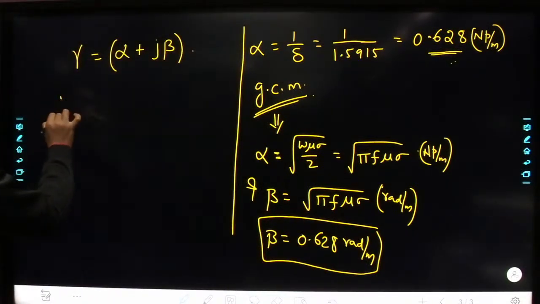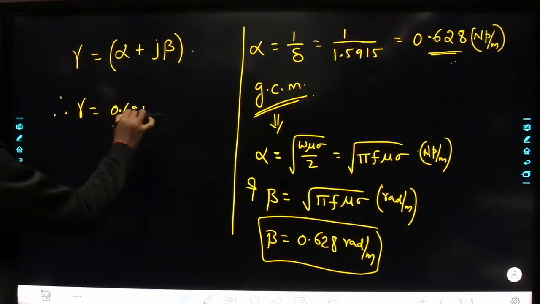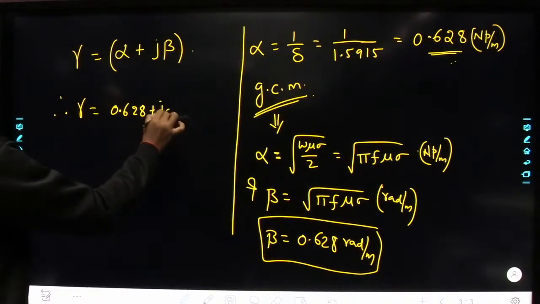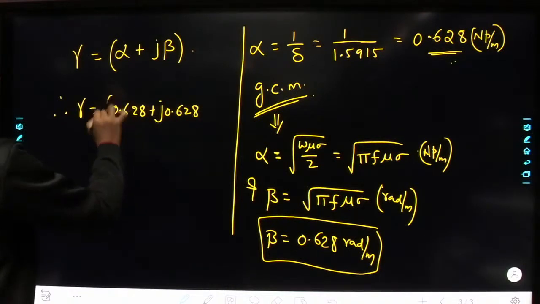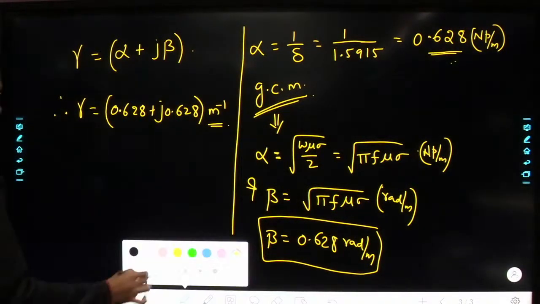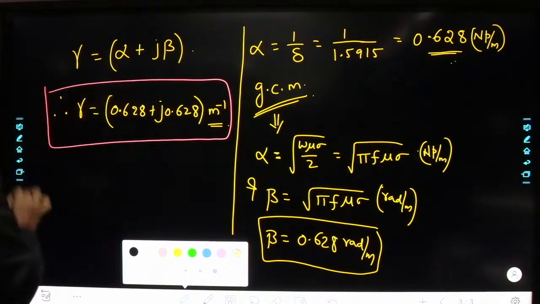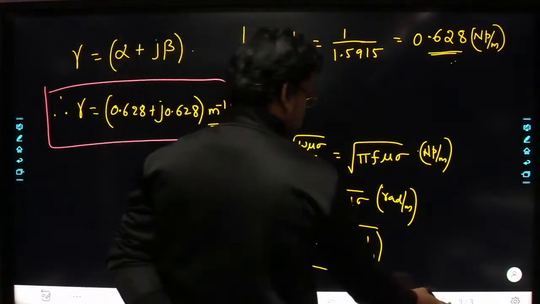Therefore gamma is equal to alpha, which is 0.628, plus j into 0.628 meter inverse. So these are the units of gamma, right? Okay, so this is the propagation constant.